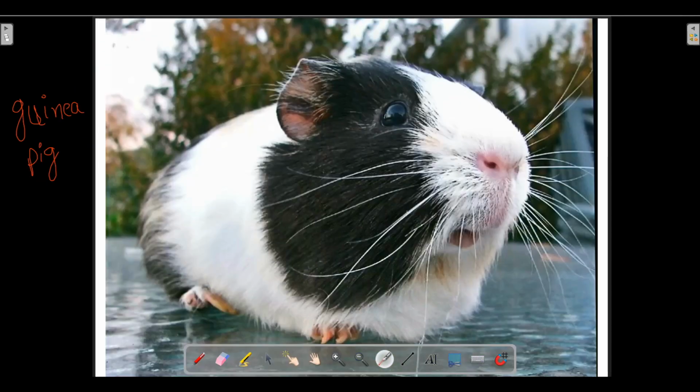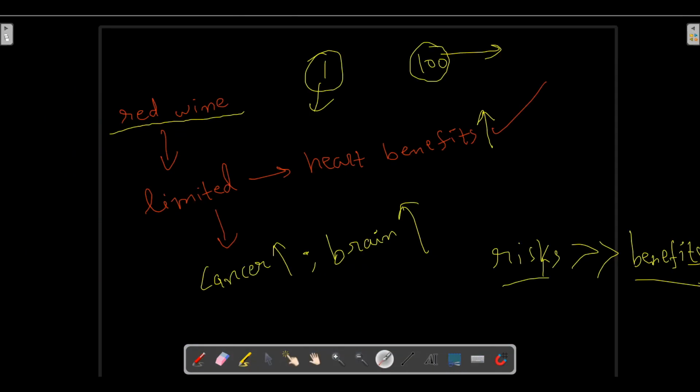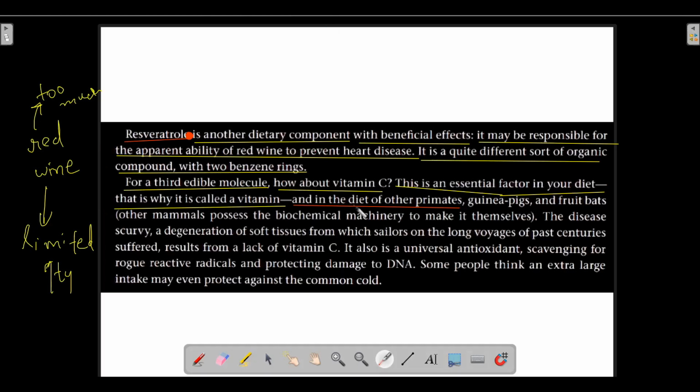This is a primate. This is fruit bat. This is guinea pig. So, along with humans, primates, guinea pigs, and fruit bats also need to eat vitamin C from outside sources. Their bodies cannot synthesize vitamin C.